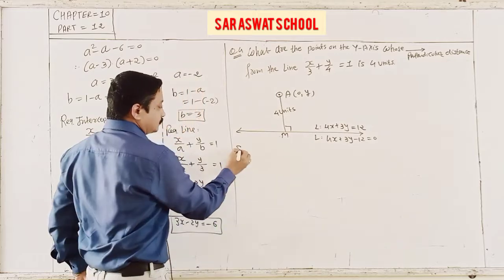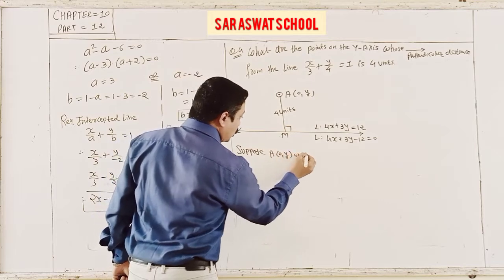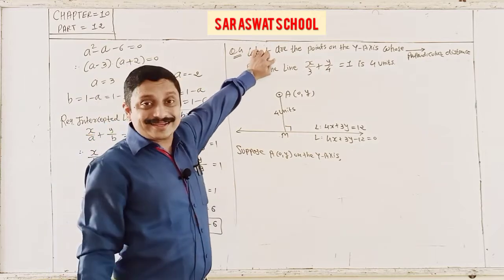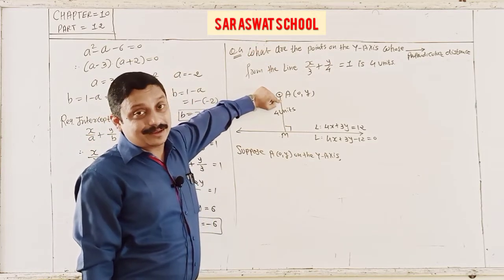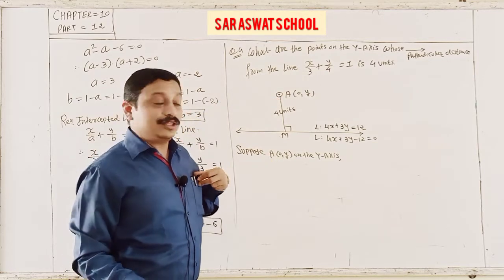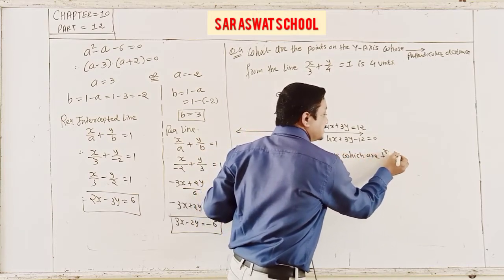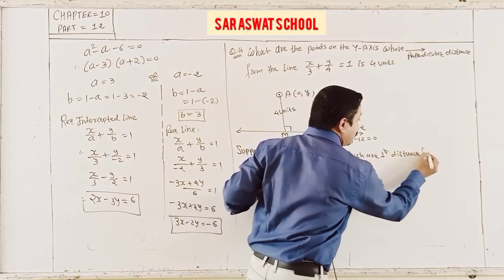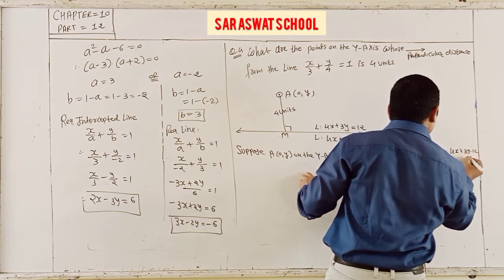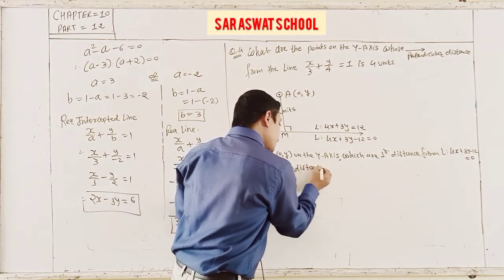So very easy. Suppose A (0, y) on the y-axis. Yes, the point is asked on the y-axis, that's why I suppose 0, y. If it were given on the x-axis, then you would write x, 0. So suppose A (0, y) on the y-axis, whose perpendicular distance from the line 4x plus 3y minus 12 is equal to 0 is 4 units.